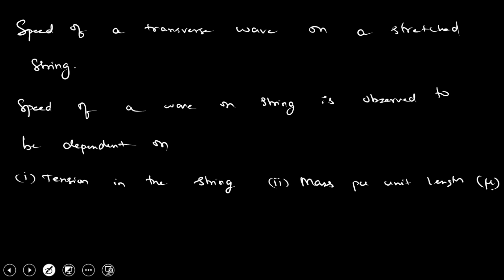Having these 2 points in mind, we will try to derive the relation using dimensional analysis. The speed v is observed to be directly proportional to the tension raised to the power a, mu raised to the power b. So v is equal to some K times T power a into mu power b.